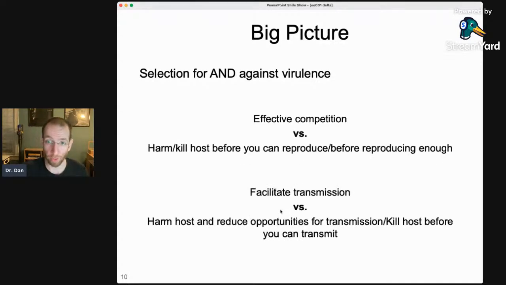And you have to facilitate transmission, but what if you harm your host and reduce the opportunities for transmission because your host is sick in bed instead of out and about in the world? Or you kill your host before you even transmit? Not a good strategy. So there's going to be this push and pull that's going to be dependent upon the ecological conditions. How many hosts are around? How susceptible are those hosts?